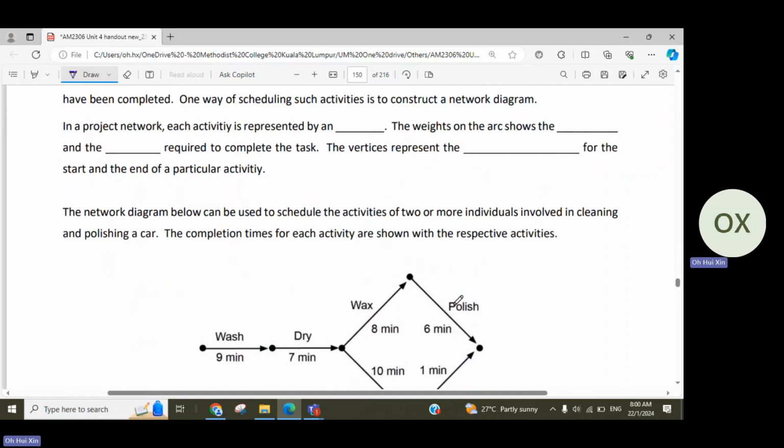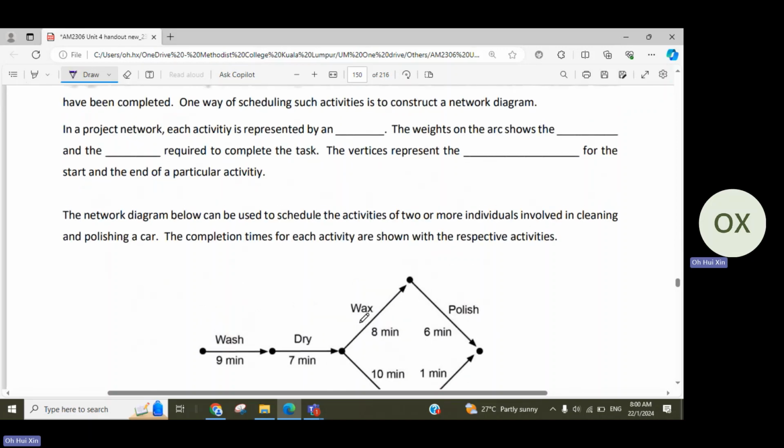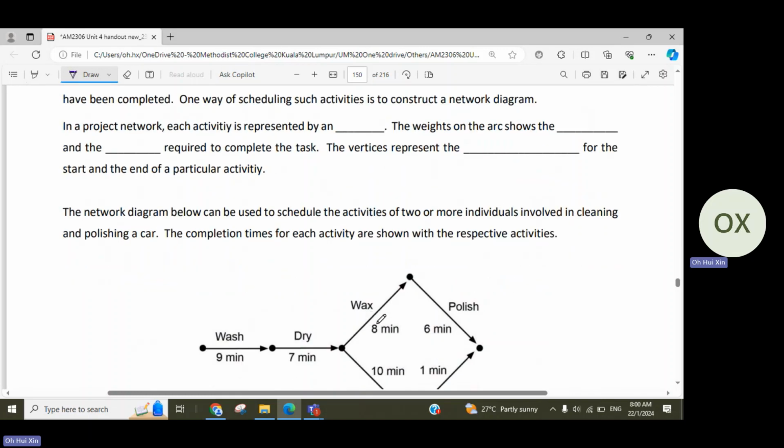In this case we are talking about minutes, but a project network can be used in situations where you are talking about days, or even units of weeks or months. It much depends on the question itself, so you need to be mindful of the unit that is given. In a project network, you can see that on top of each of the edges is where you are given the activity. So this one means a washing activity, and it will take 9 minutes.